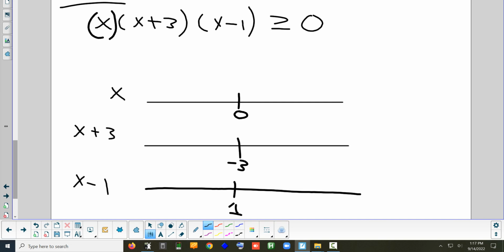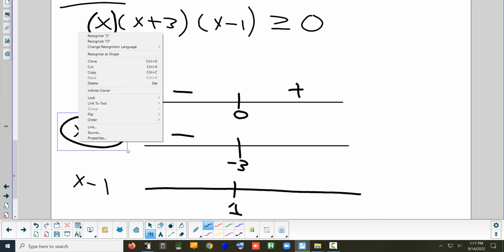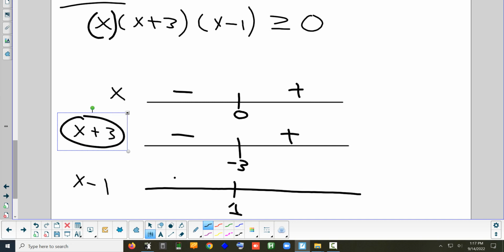If I pick a number smaller than 0 and fill it in for this, what kind of result will I get? Yep, negative. If I pick a number bigger than 0? Exactly. If I pick a number smaller than -3 and fill it in here, I would get a negative. Bigger than -3, I'd get a positive. And it's the same thing here.